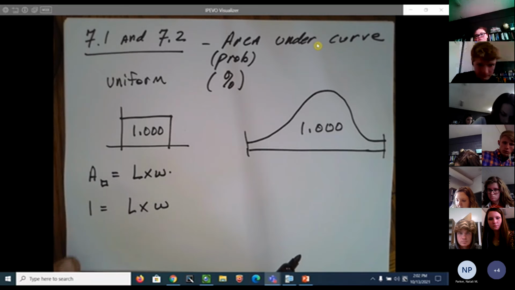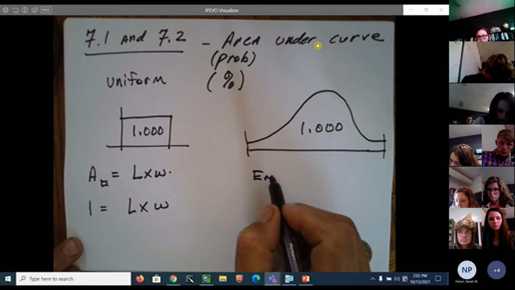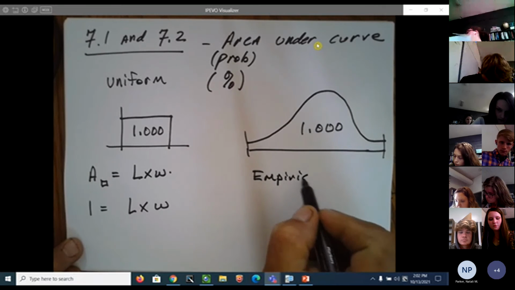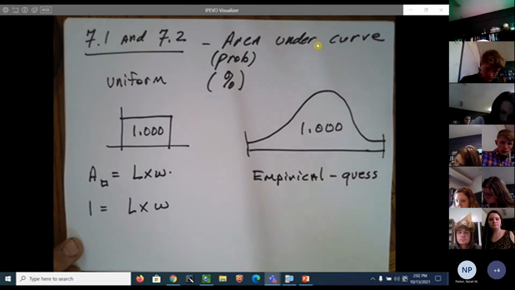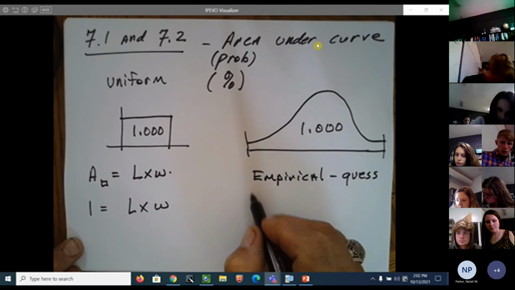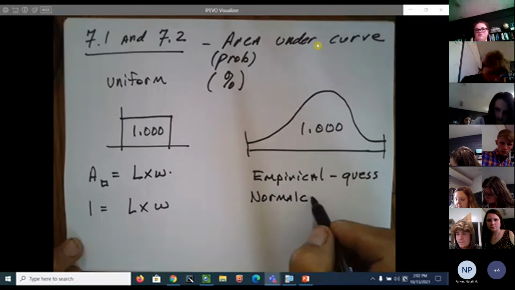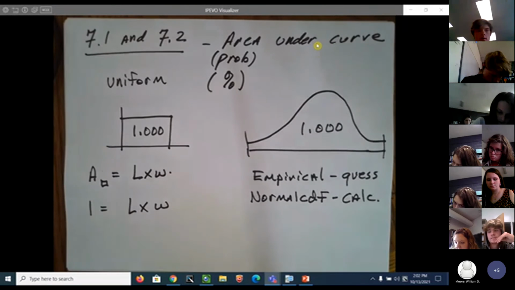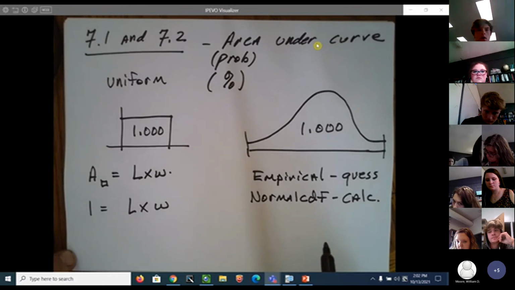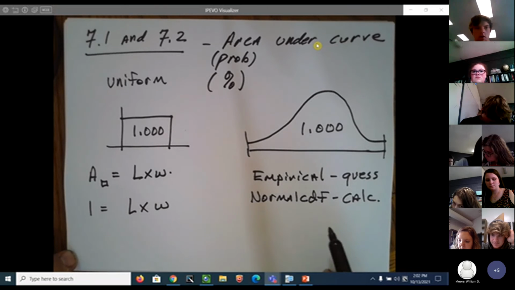The area under the normal curve is a little bit different because you have to use what we call the empirical rule to guesstimate. And then we use normal CDF to calculate. Now, of course, I'm going to show you how to do it, and I use the empirical rule to guesstimate. That way it checks my answer when I calculate it with normal CDF.